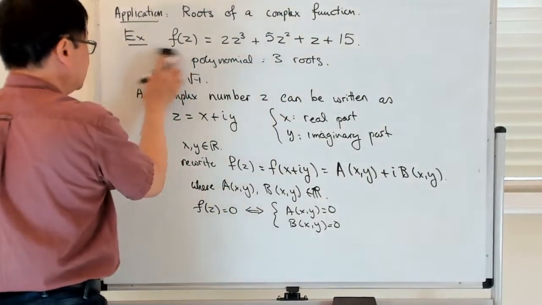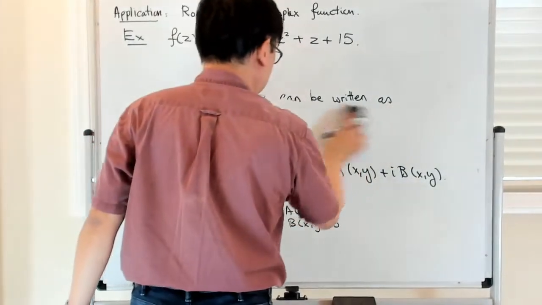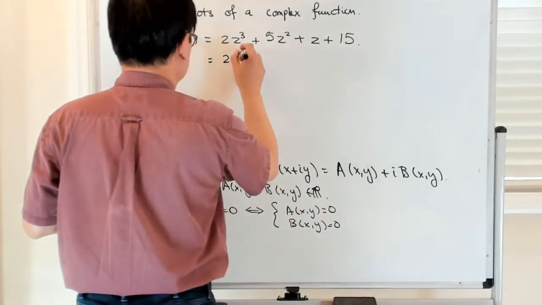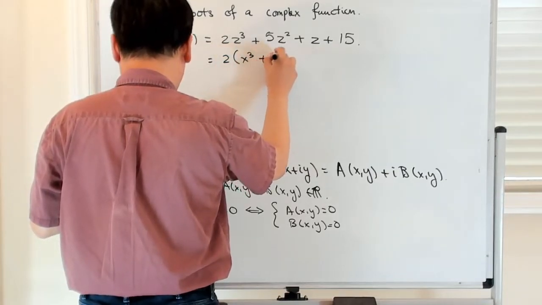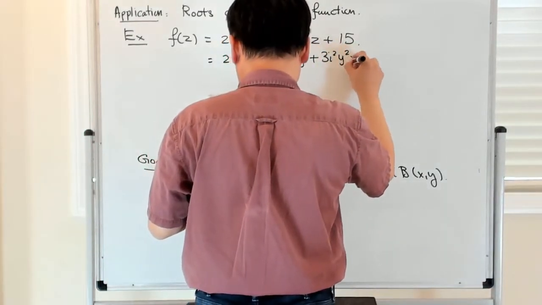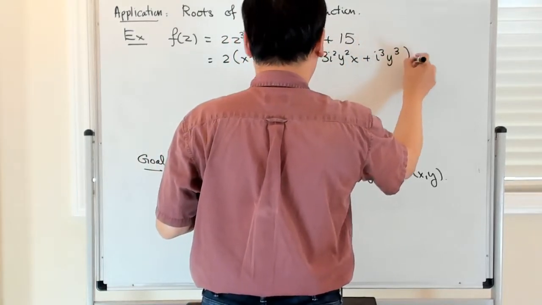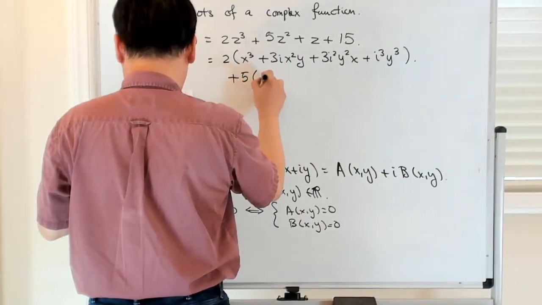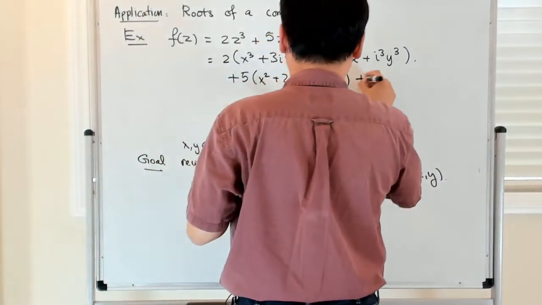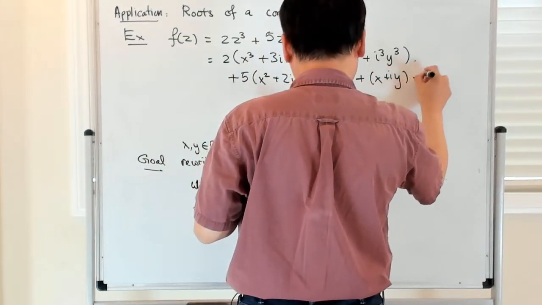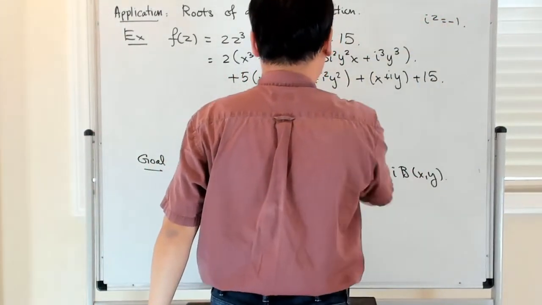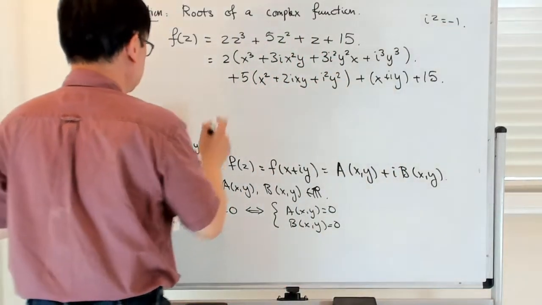So we have that function f of z, and I'm going to write it with z as x plus iy. So 2z cubed is x cubed plus 3i x squared y plus 3i squared y squared x plus i cubed y cubed, plus 5 x squared plus 2i xy plus i squared y squared, plus x plus iy plus 15. And I'm going to use the fact that i squared equals minus 1 to simplify these expressions.